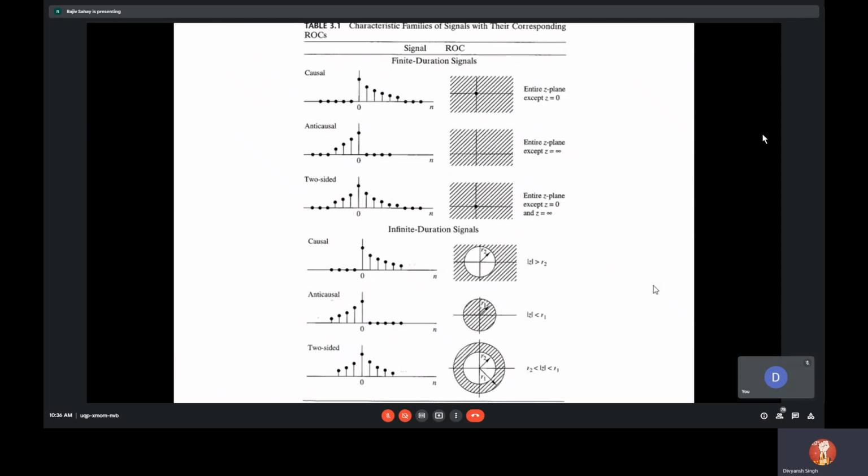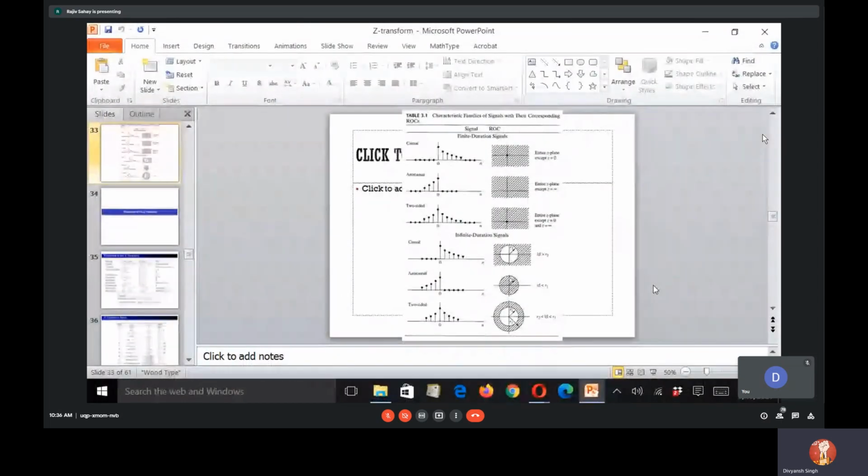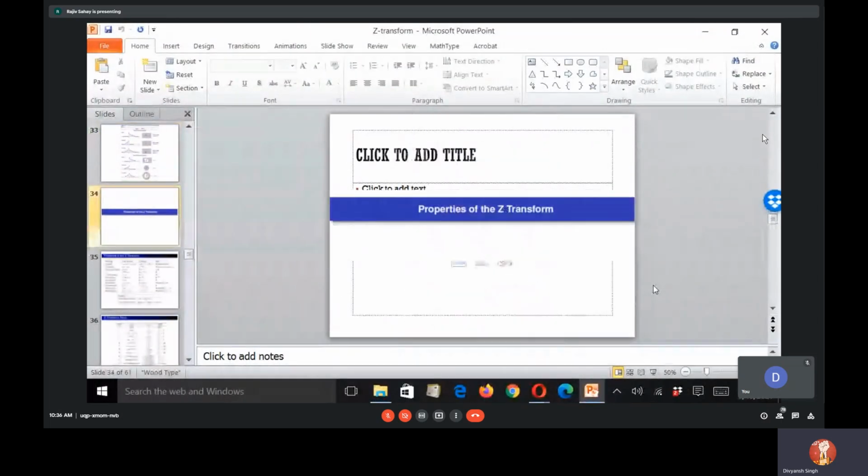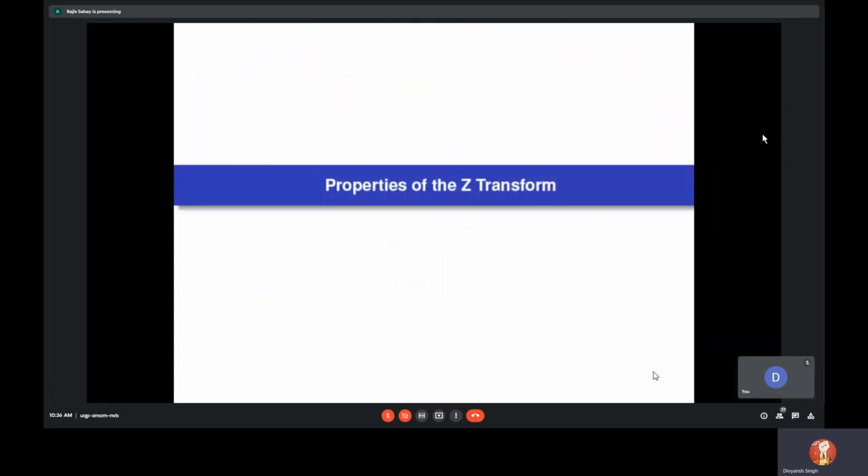With this, we have completed the discussion about basic signals and their ROCs. Now we'll move to another sub-part of this chapter, which is the properties of the Z transform. We'll look at some of the properties, just like we took a look at the properties of the DTFT, and the motivation behind using the Z transform, why we use it to analyze signals.